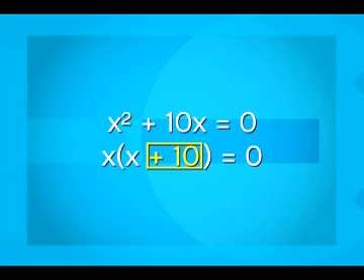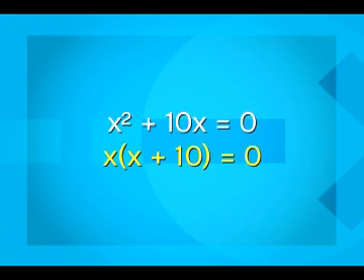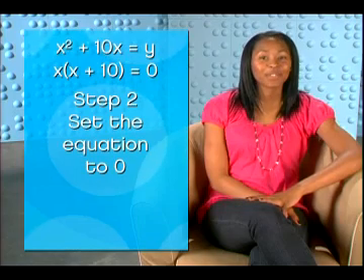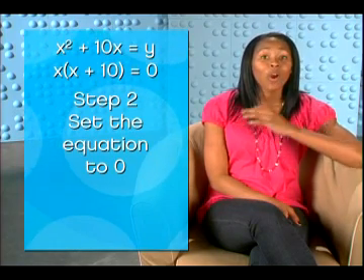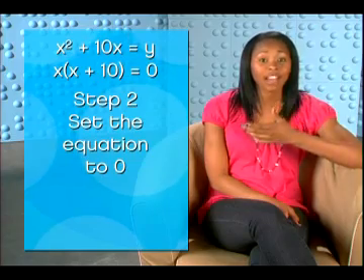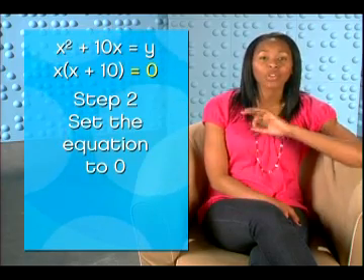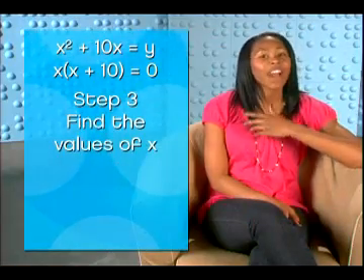So we put that here. It's a positive x. We have x times the quantity of x plus 10. Yeah, that's the proper factor of x squared plus 10x. Step 2, set the equation to 0. Well, we started out with 0 on the right side of the equation, and we still have that, so we're good to go. Step 3, find the value of x.